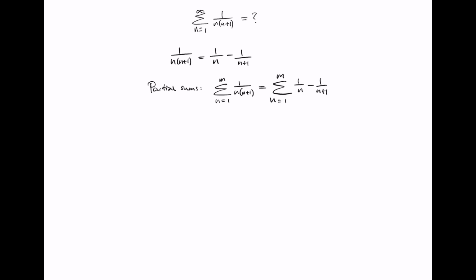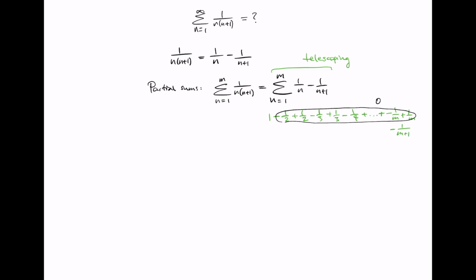Now this is what's known as a telescoping series, because if we write out the terms, we get 1 minus 1/2 plus 1/2 minus 1/3 plus 1/3 minus 1/4 and so on, all the way up to plus 1 over m minus 1 over m plus 1. And the whole thing collapses like a telescope because all of these terms just add to 0. And we're left with just 1 minus 1 over m plus 1.